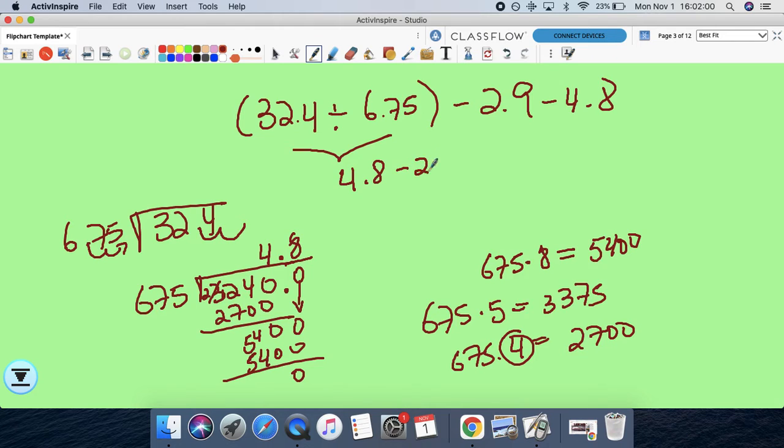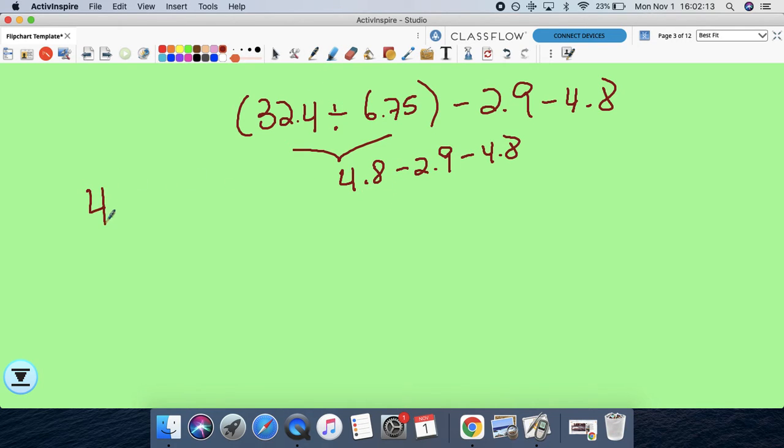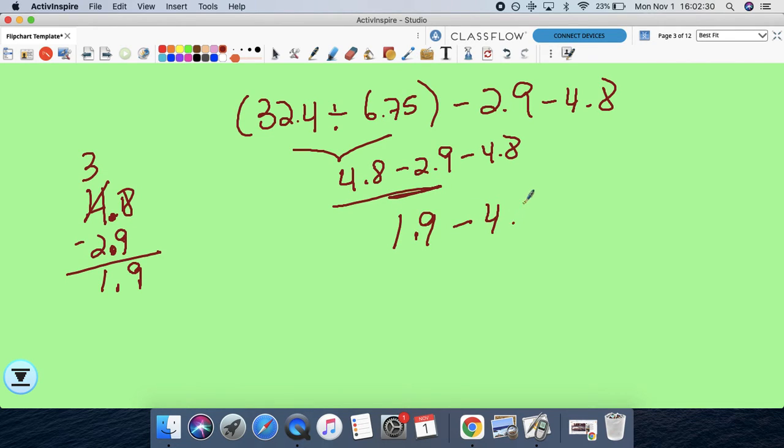And then we do 4.8 minus 2.9. So the rest is pretty simple. 4.8 minus 2.9, decimal on the decimal. Let's borrow. 18 minus 9 is 9. 3 minus 2 is 1. So this is 1.9. Then 1.9 minus 4.8.